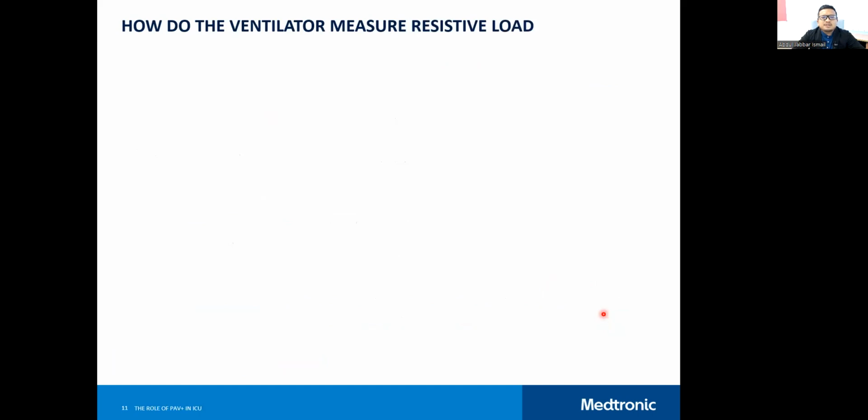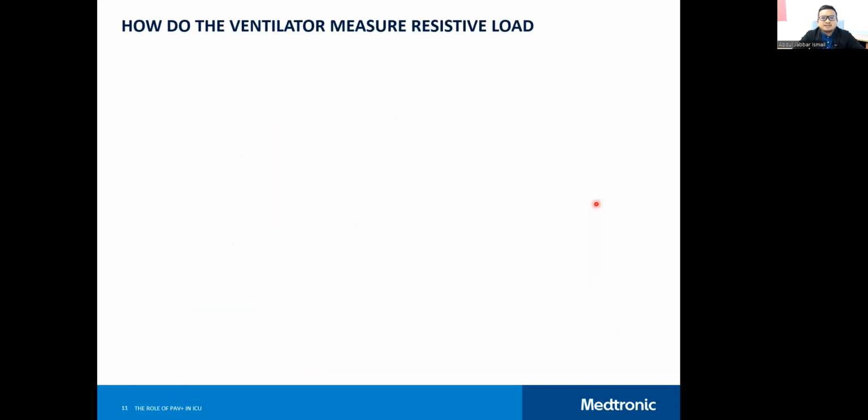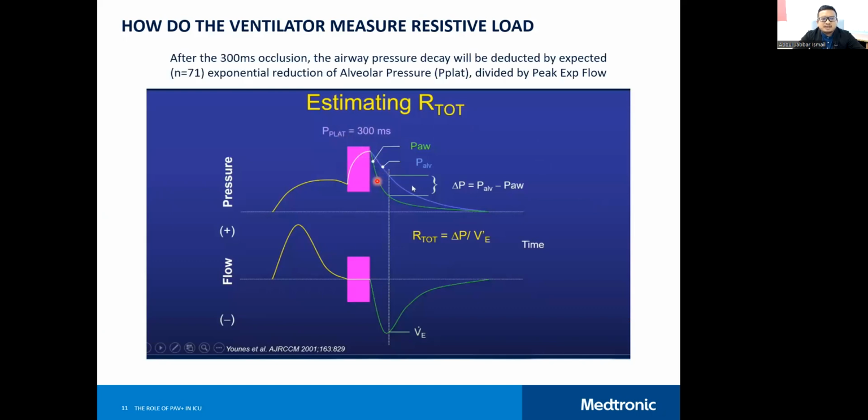How does the ventilator measure the resistive load? Just now we saw how they measure the elastance load. So how do you measure the resistive load? When the machine occludes for 300 milliseconds to get the elastance load, to get the P plat, after that 300 millisecond occlusion, the airway pressure will decay here, and this will be compared against the expected exponential reduction of P plat.